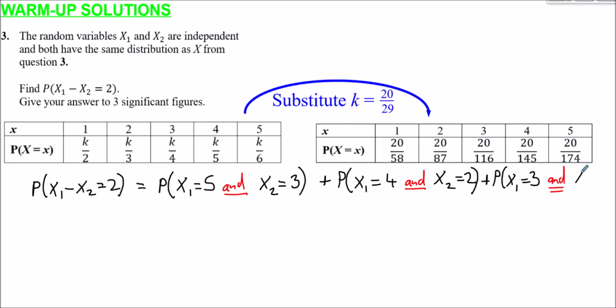At this stage, you might be thinking, why is he doing the ands in red like this? It's because, even going back to GCSE, and with probability will almost always imply we're going to multiply probabilities together. So the probability that X1 is 5 is 20 over 174. I'm going to multiply that by the probability that the second observation is going to be 3, and that's 20 over 116.